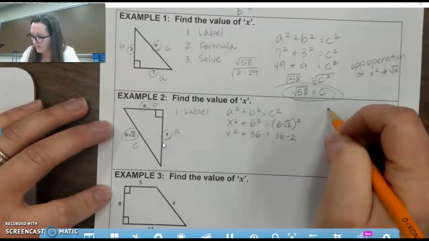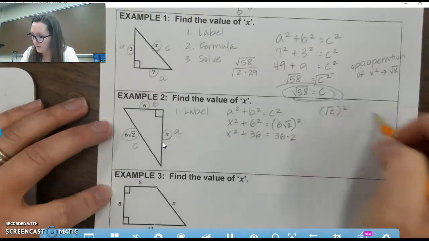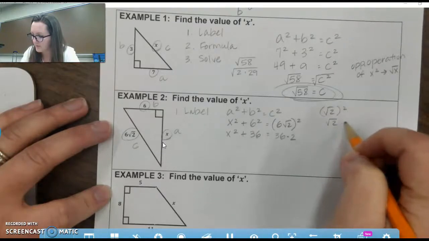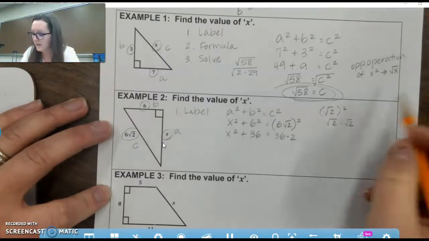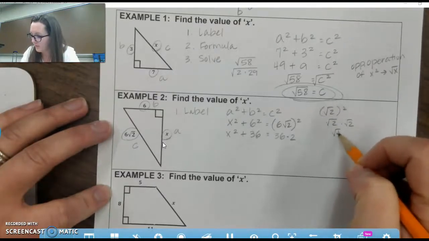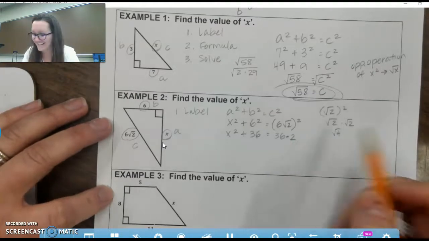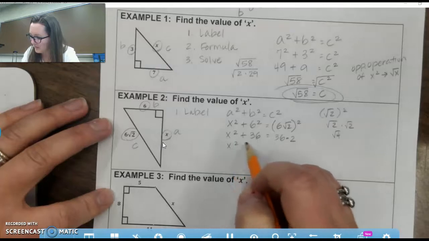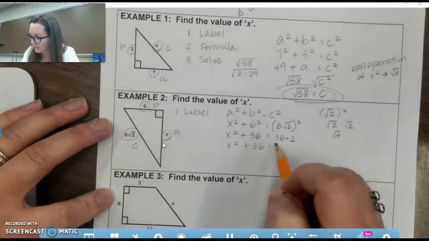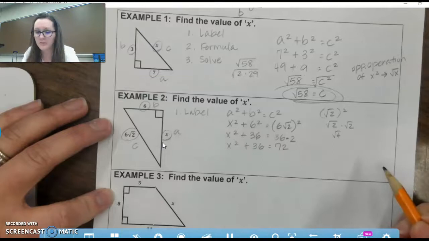So I want us to think about that. Square root of 2, if I square that, that means I have the square root of 2 times the square root of 2. That makes the square root of 4. Well, what's the square root of 4? Yes, you're right, it's 2. Good job. Alright, so we have x squared plus 36 equals 36 times 2, which is 72.